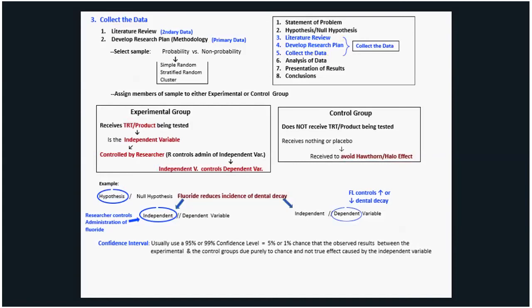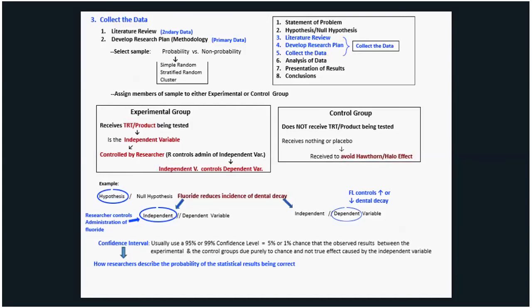So that means there's less than a 5% or 1% chance that the observed results between our experimental group and our control group are due purely to chance and not a true effect that was caused by our independent variable. Our independent variable being fluoride. Okay?